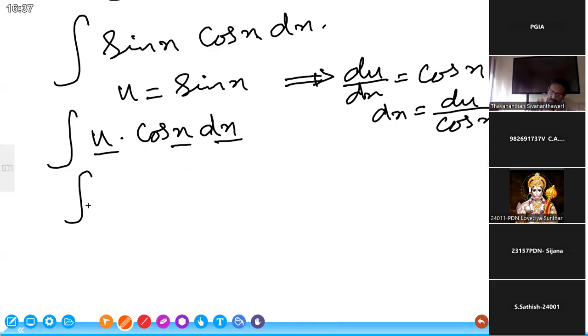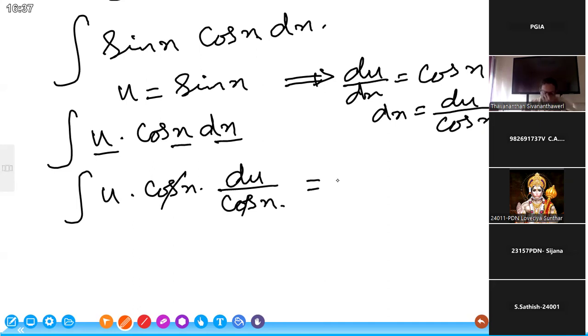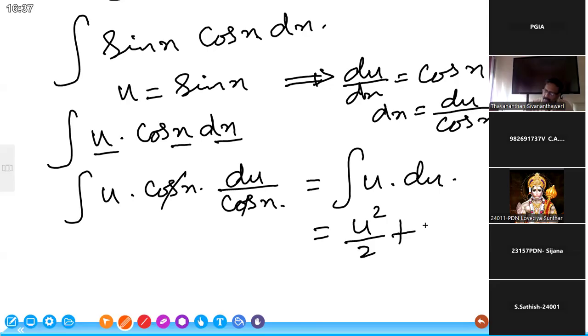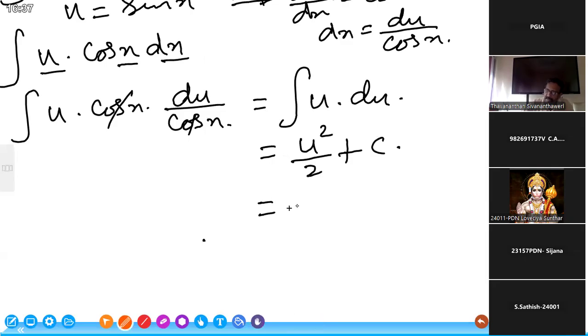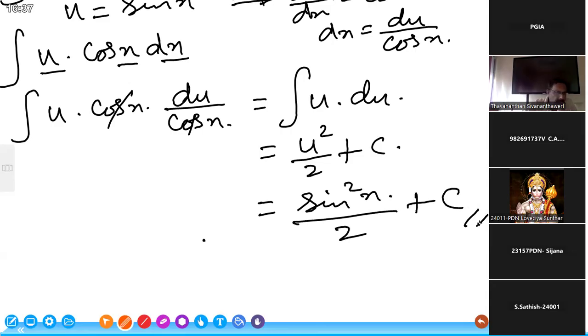So this is in u, this is in x, this is in dx. We can substitute the dx by du. So u into cos x into du by cos x. Here cos x cancels off, so we integrate u into du. That is u square by 2 plus c. We know that u is equal to sin x, so sin square x by 2 plus c. That is my answer.